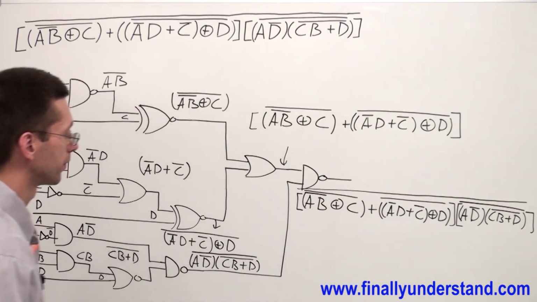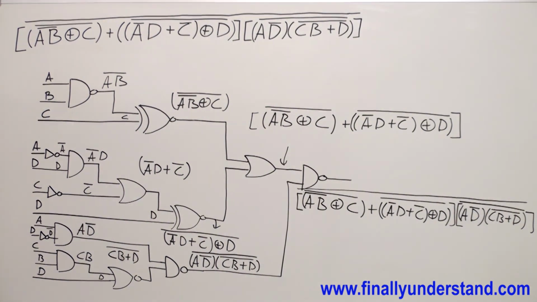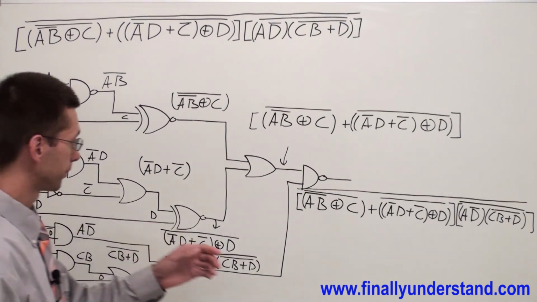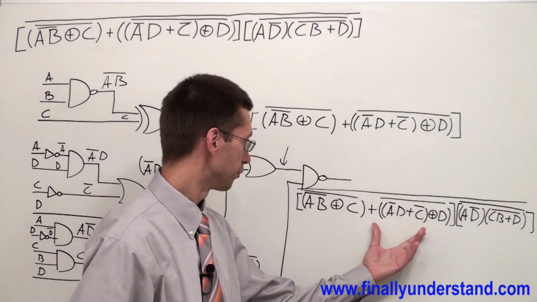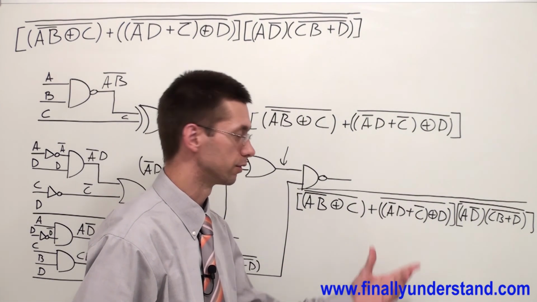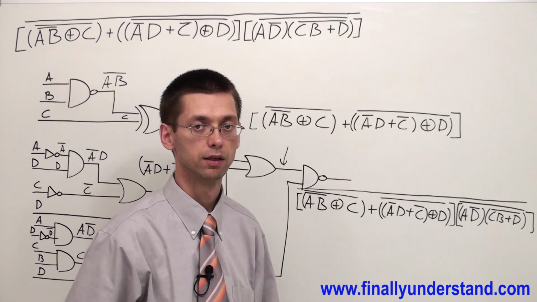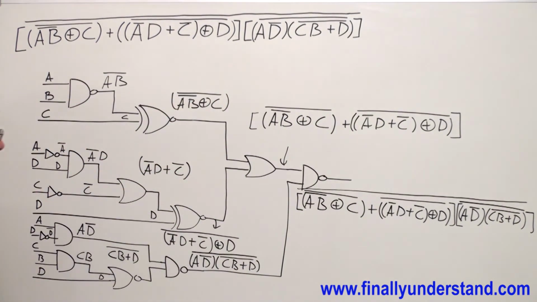As you can see, the expression which we got at the beginning, right, we get exactly the same form at the output of the circuit. It means that whatever I have drawn on the board is correct. This is the answer to the problem.